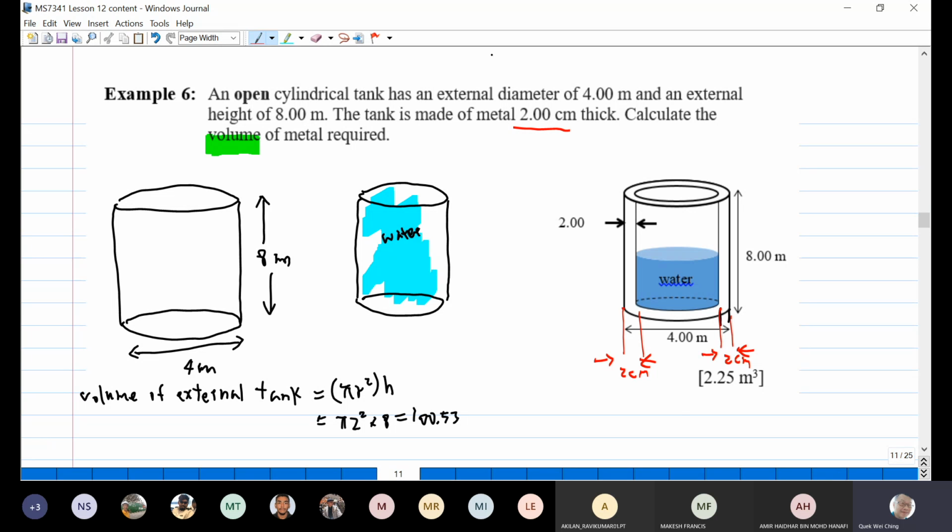So the diameter now is actually what now? 4 meter minus 2 times 2 cm. 2 cm is 0.02 meter, right? Diameter of water of internal tank. So it is 4 minus 2 times 0.02, because 2 cm is 0.02 meter. So you find that 4 minus 0.04 is actually 3.96 now. So that means this diameter is 3.96 meter now.